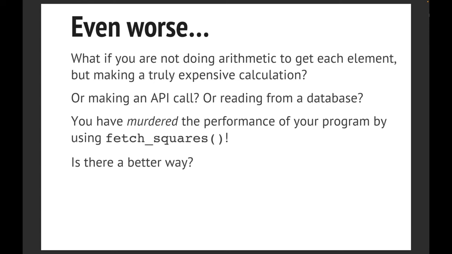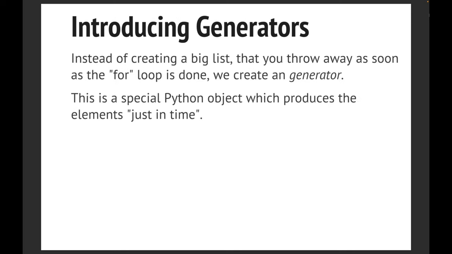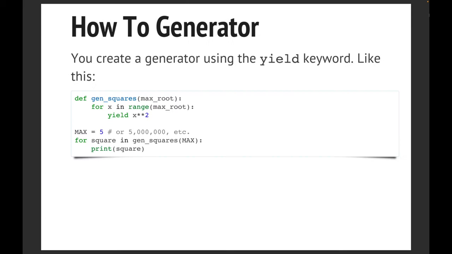In fact, there is. Here's the solution. Realize that the for loop does not need the whole list to start. It only needs one element at a time. So that is what we are going to give it. And the key is a special feature of Python called a generator. This is a special Python object which produces the elements one at a time. Here's how it works. A generator looks a lot like a regular Python function, but instead of a return statement, it contains a different keyword called yield. This makes it act completely different, because once it computes each value, it waits. It does not compute the next value until the for loop is ready for it. So instead of computing the whole list at the beginning, it only remembers one value at a time.